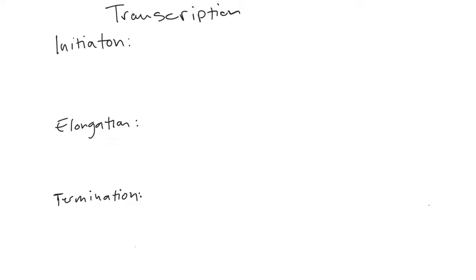So we're going to talk about transcription. There are 3 stages: initiation, elongation, termination. These are the same general stages used in translation as well, but there are different things that happen. So for transcription, or the initiation, what you have first is a promoter sequence.